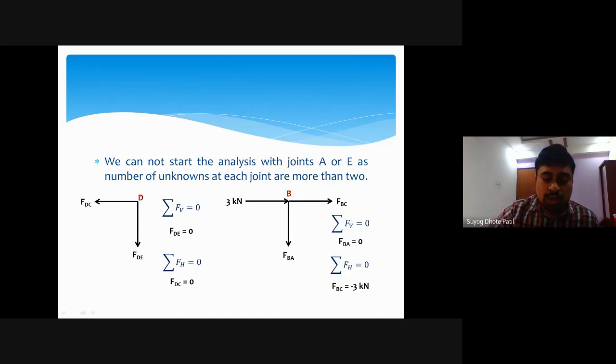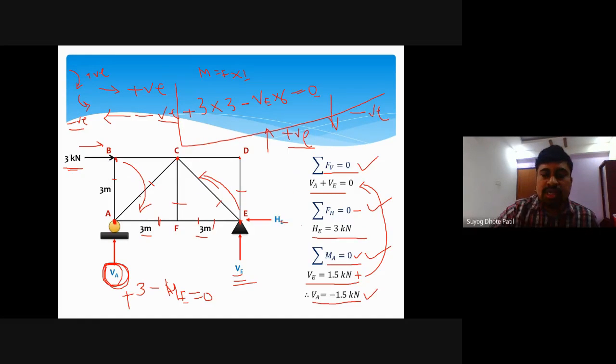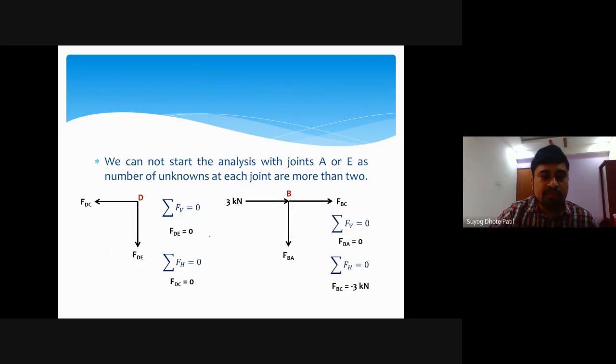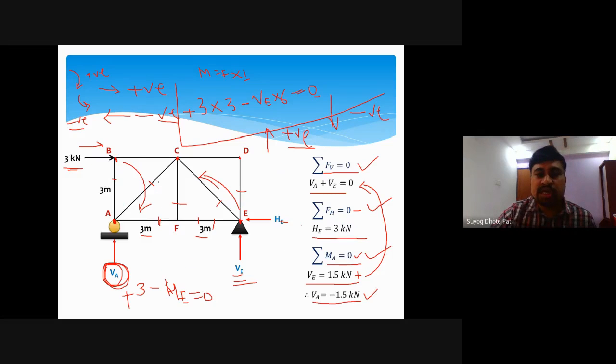So first of all we consider joint D. At joint D, if we consider member forces, there are two members connected, DC and DE. There are two basic forces connected, so the force in member DC and the force in member DE we have to find.